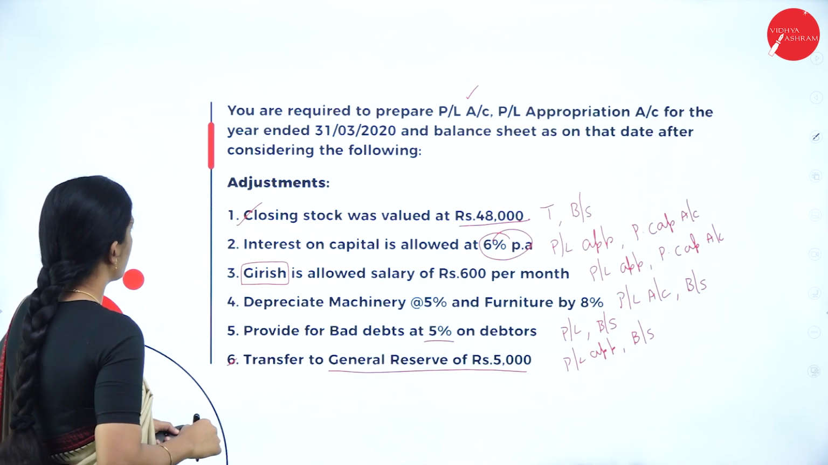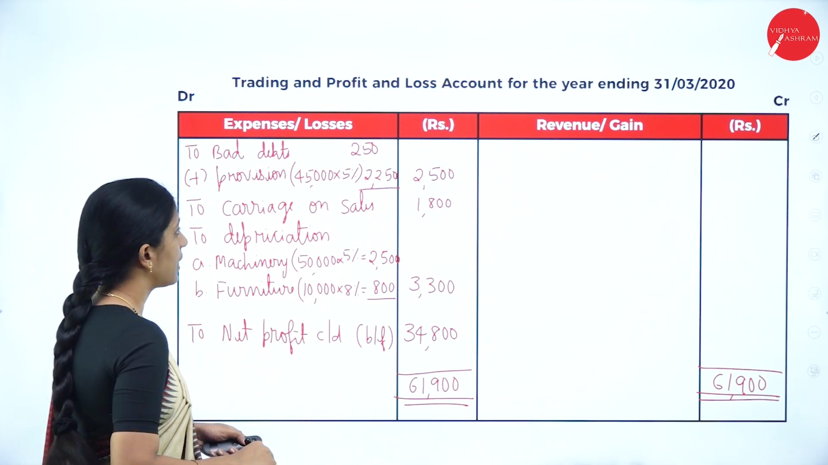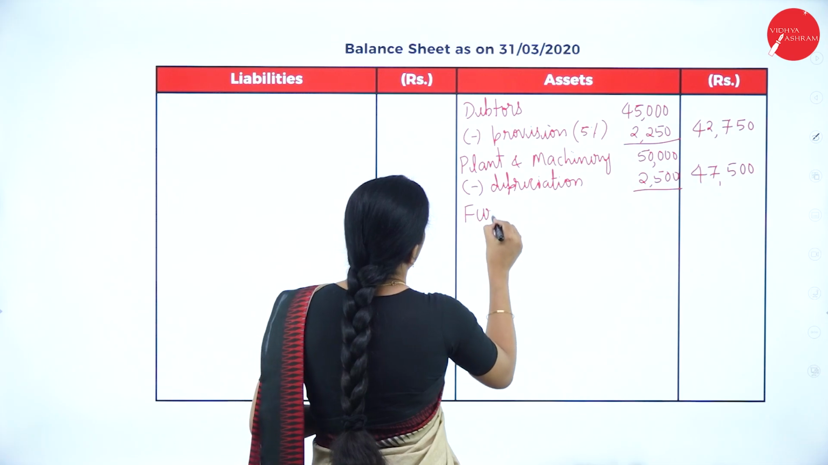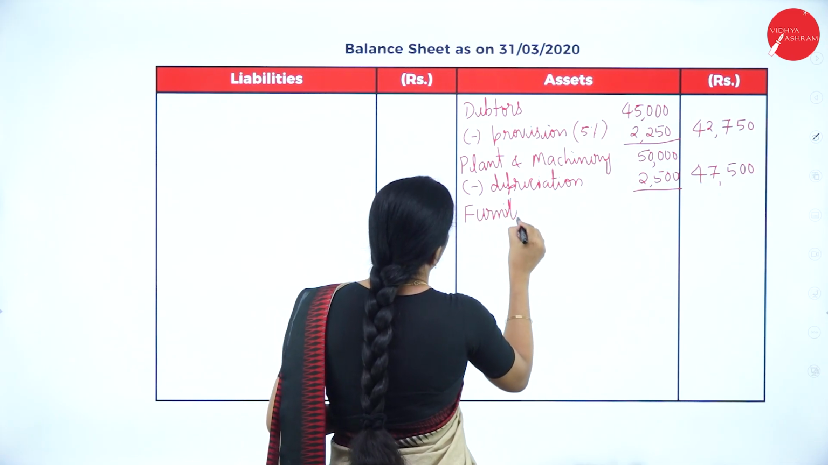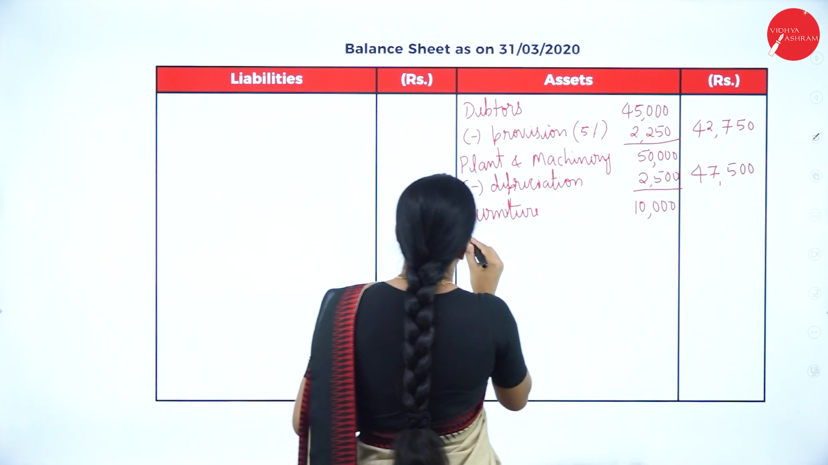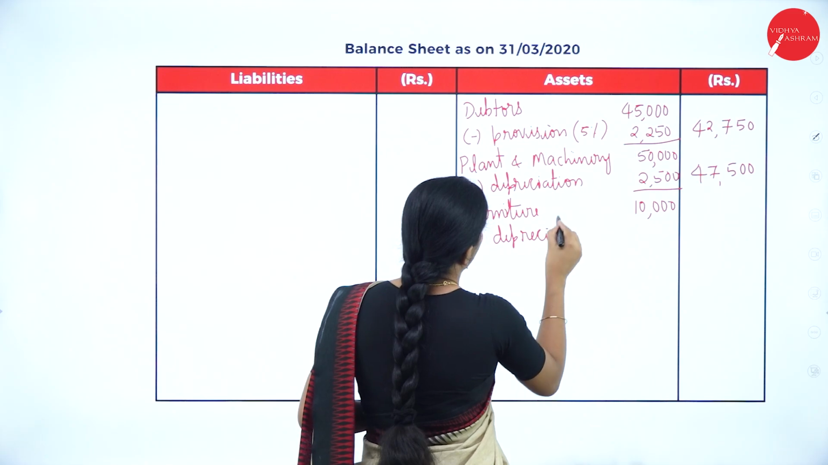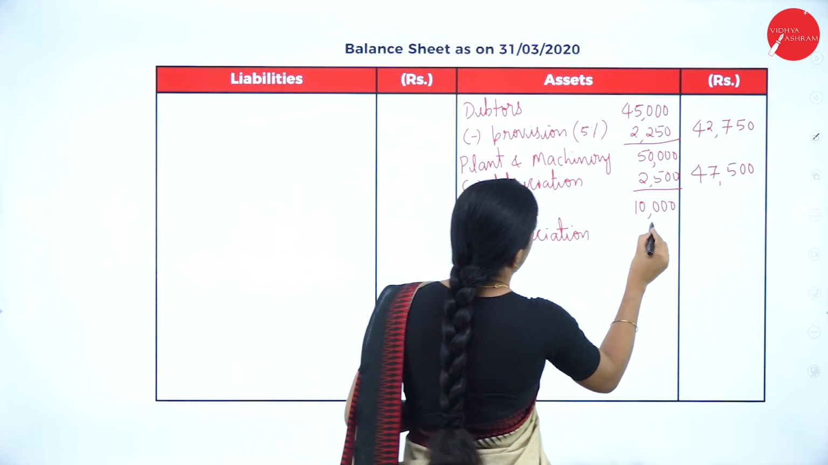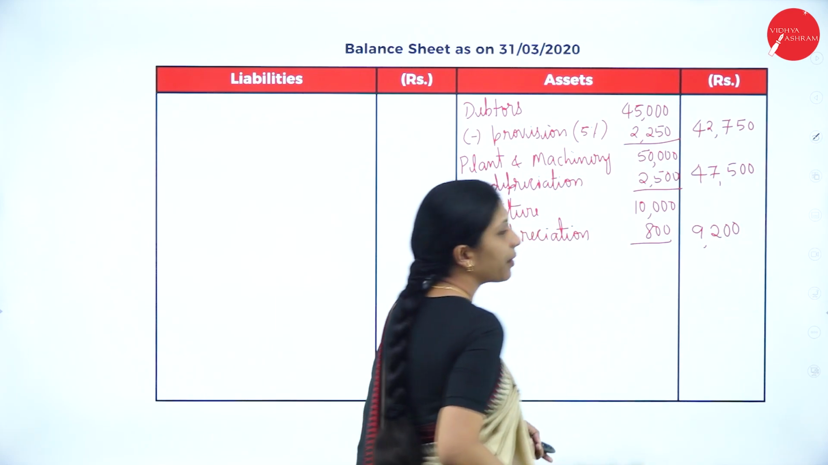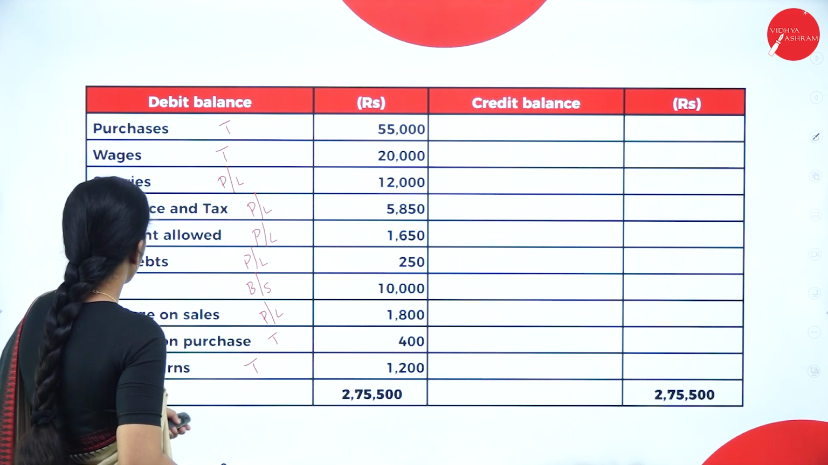Again we have depreciation. So furniture minus depreciation 800. 10,000 minus depreciation, that is 800. So this will be 9,200. So this is how you will record. Coming to the next one.